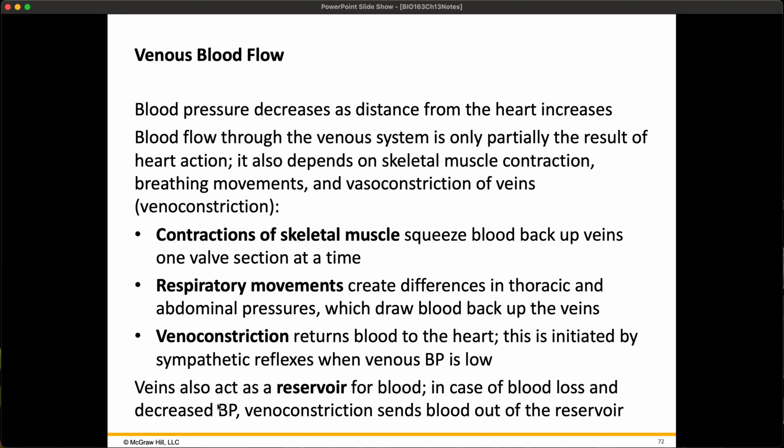And venoconstriction is initiated by sympathetic reflexes when venous blood pressure is really low. That is monitored somewhat, and so you can have some constriction in the venous blood vessels. And as we've said, veins act as a blood reservoir. So venoconstriction can help to send some of that blood out of the reservoir when it's ultimately needed.